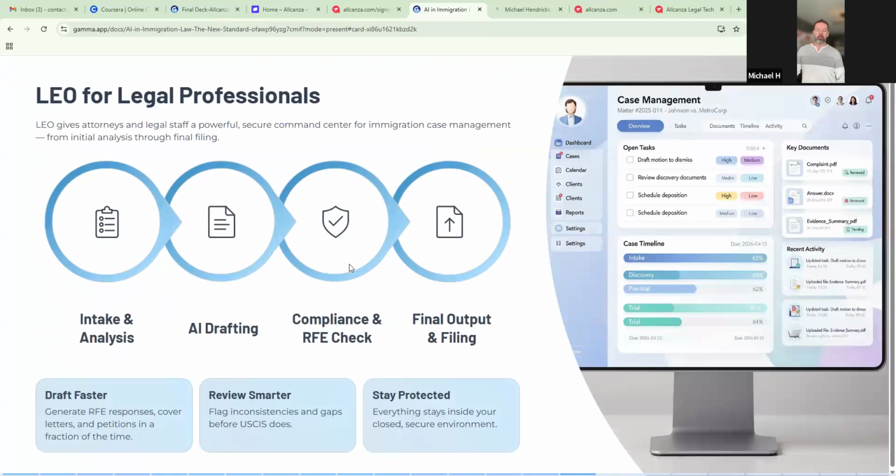So for legal professionals, I don't know if we have any legal professionals on here. Intake acceleration, AI drafting, compliance and RFE checks, and final output for filing. So you draft faster, review smarter, and stay protected. So we review hundreds of cases, and we review them using Leo. Right now, there's always a human in the loop. Why? Because nothing is perfect. I'm not even perfect, right? That's what we were talking about. The AI is probably going to get a more accurate review than me, but I want to make sure that I'm looking at that review and verifying that I agree with it before pushing it out to anyone else.